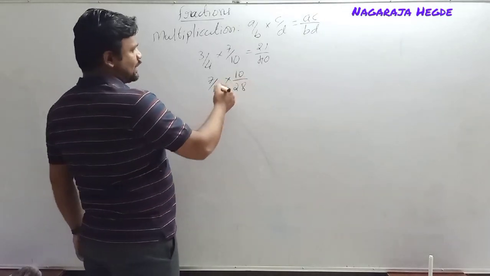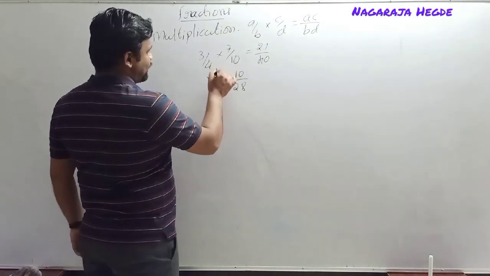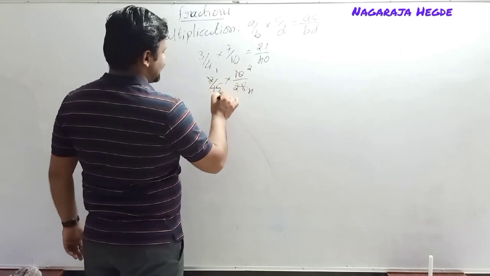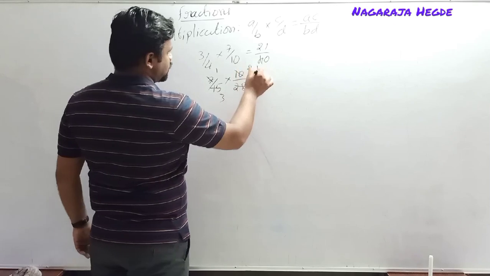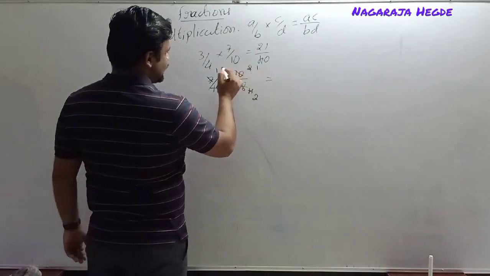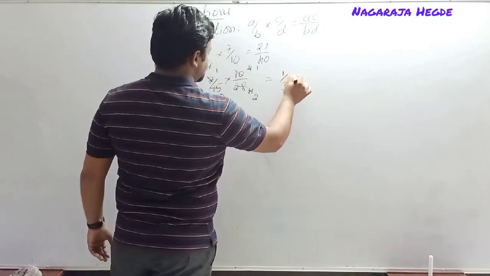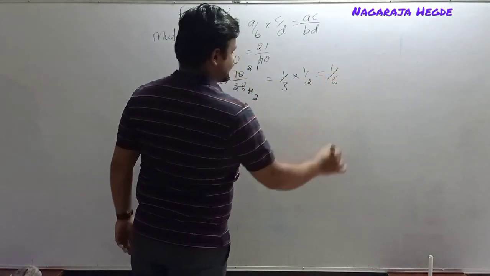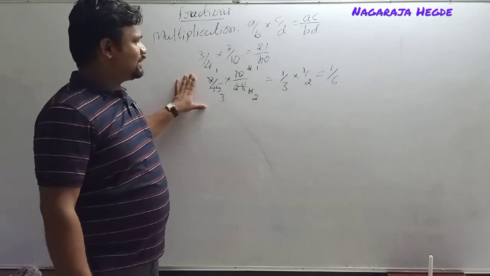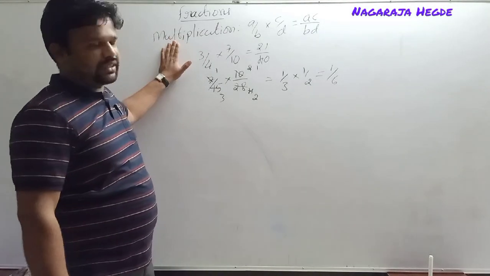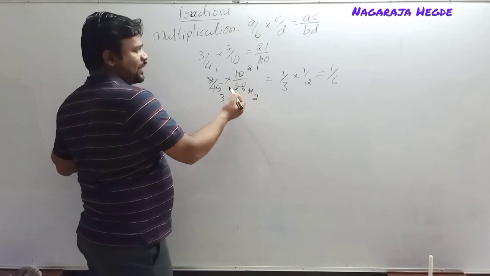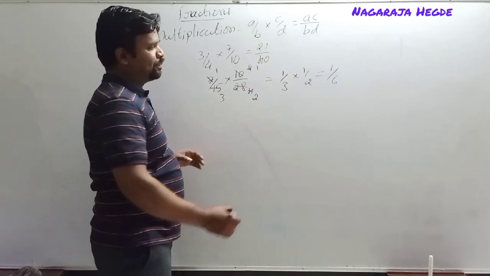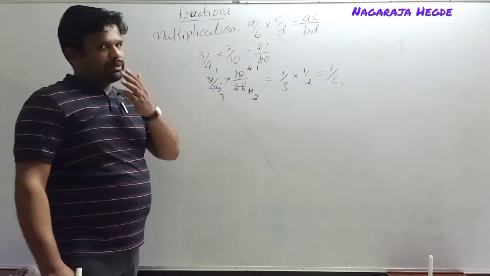Now instead of multiplying directly, we can simplify here. 7 ones are 7, 4 sevens are 28. 5 twos are 10, 5 threes are 15, and 2 ones are 2, 2 twos are 4. Now 1 into 1, what will appear? 1 into 1 by 3 into 1 by 2. Now multiply: 1 by 6. So this is also part of multiplication. Instead of multiplying directly, if it is possible to simplify there, we can simplify, then we can multiply. This is the important step we have to remember.